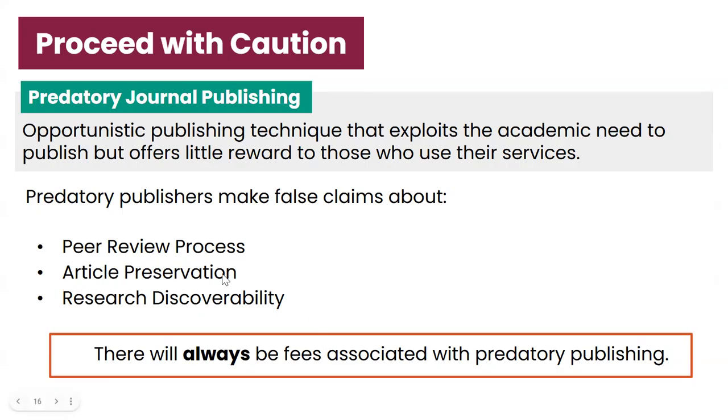They also will make false claims about the article preservation. So predatory publishers may or may not have a long-term plan for your publication. And it's so important when it's time for you to gather evidence for your promotion. You might search for this article that you published only to find that it no longer exists. Similarly, they will make all kinds of claims about how widespread your research will be without actually promoting your work at all. So, a good journal will index your work in several places, like Scopus, like Web of Science, and all of this increases discoverability. But with predatory publishers, you'll be lucky to find your work in Google Scholar.